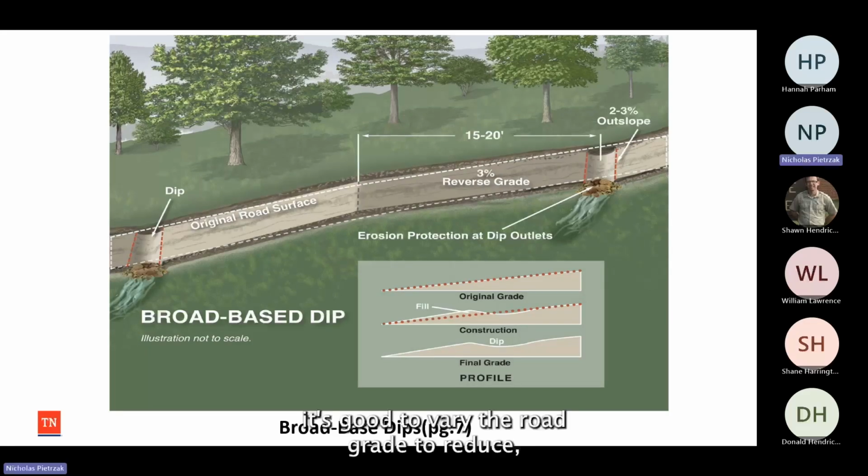It's good to vary the road grade to reduce concentrated water flow in drainage ditches and culverts. Typically, cross drain culverts probably won't be put in on a property that the logger doesn't own, but dips probably. So when a road is located on a flat surface, it should be crowned. So a little hump in the middle allows water to flow off the road properly and not pool.